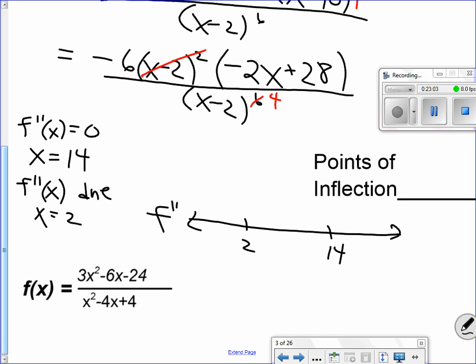All right, 20. If x is 20, I know negative 6 is negative. What about negative 2x plus 28? That's a negative times a negative, so the numerator is positive. And the great thing is that x minus 2 to the 4th is always positive. So once we figure out the sign of the numerator, we're good. So what do we say was positive over here?